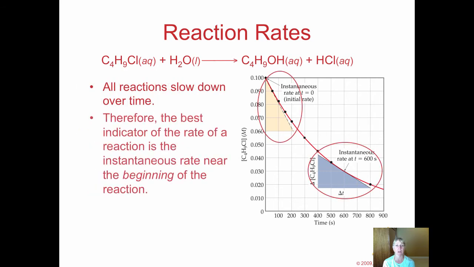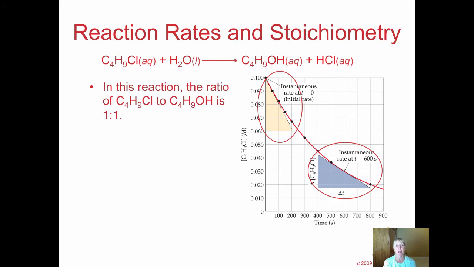So all reactions slow down over time. The best rate to measure would be the instantaneous rate near the beginning of a reaction. Now, as I said, there is a sample exercise, and that would be 14.2, that has to do with calculating instantaneous rates. Please copy that down in your lecture notes.